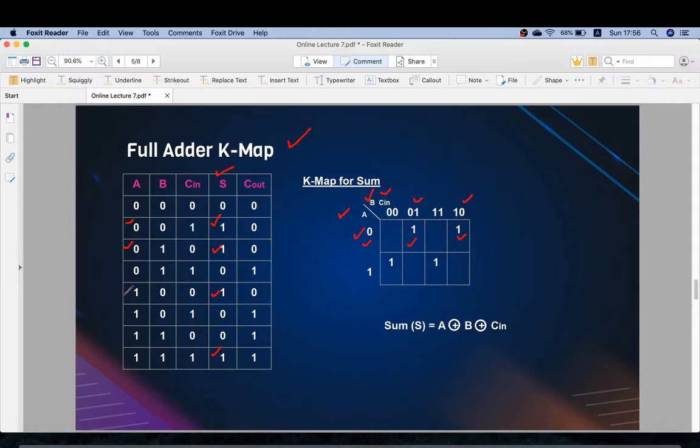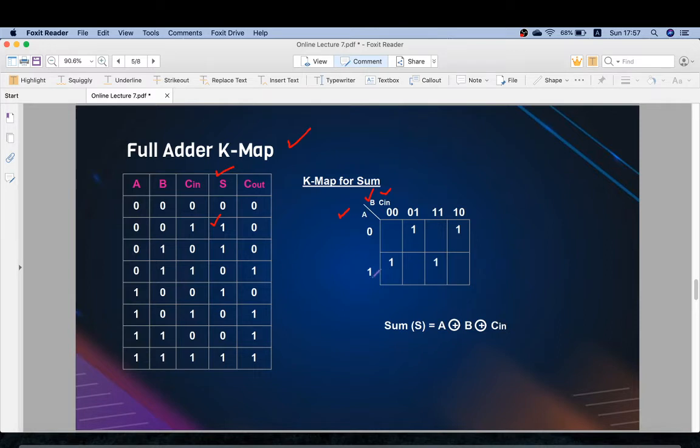The third is 1 0 0, that is 1 0 0. So we will mark the variable 1 here. And the last one is 1 1 1. So we will mark the variable here. So we will check how to make the equation for this.